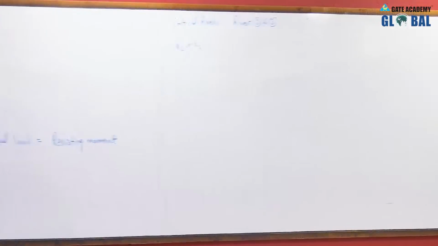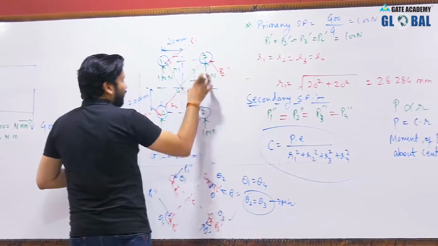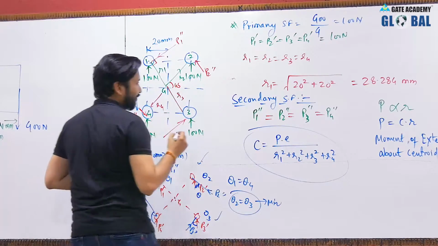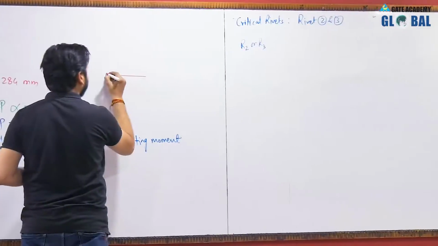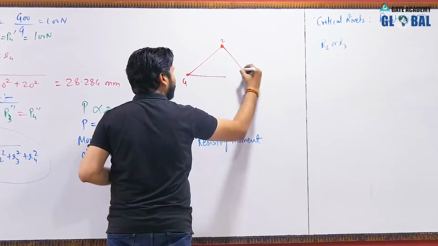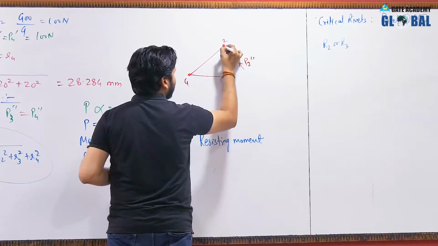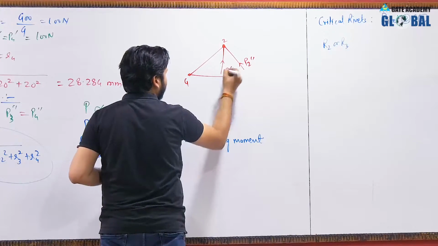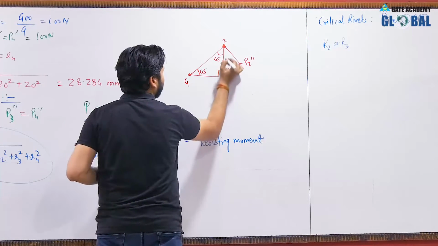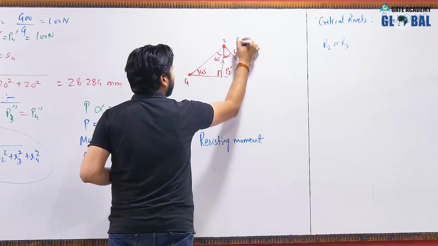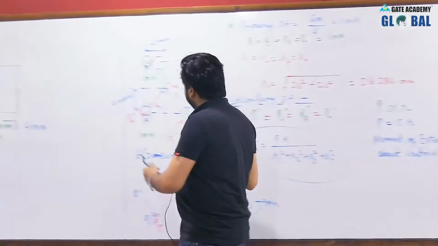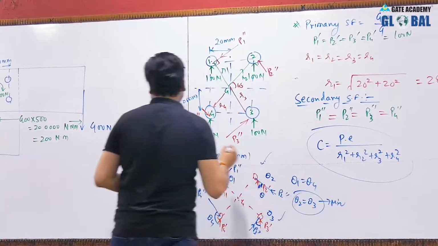As this is 20 mm, this is also 45 degree. Let me draw a separate diagram like this. This is G, and this is rivet number 2. This is P2 double dash, and this is P2 dash. This is 45 degree, and this is also 45 degree because this is a right angle triangle. So theta 2 will be 45 degree, and theta 1 will be 135 degree. You can calculate the angle.